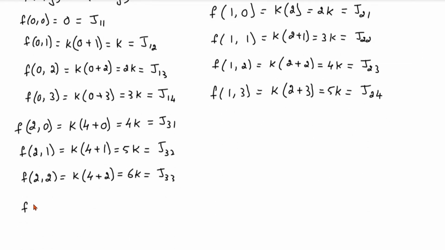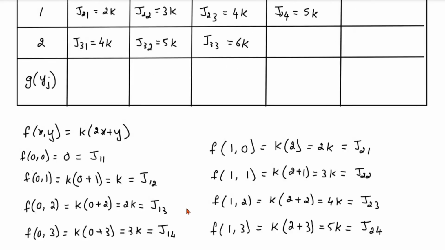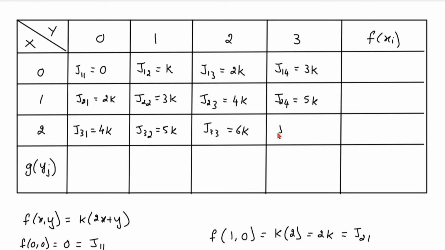Then you have F of 2 comma 3, which will be equal to K times (4 plus 3), which is nothing but 7 times K. So 7K is J34. So J34 will be 7 times K. So we calculated all the values.